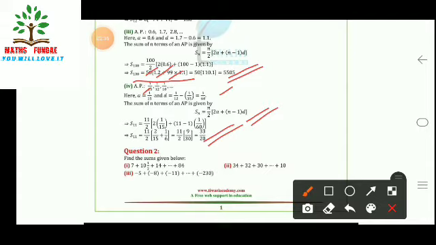Then question number 2, find the sum of the given below. Now in this we have to find the sum. So how to find the sum?